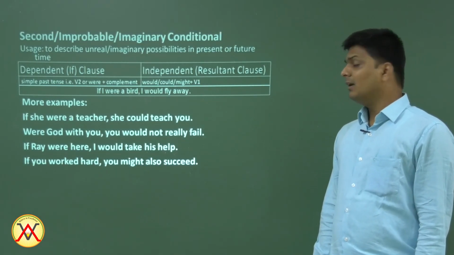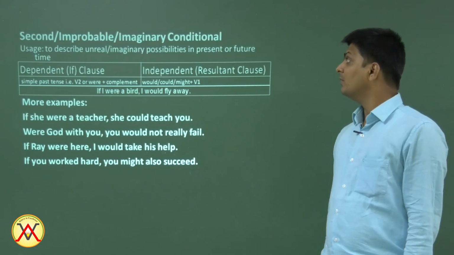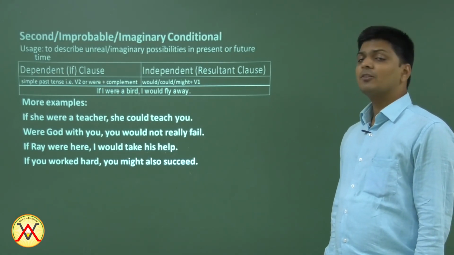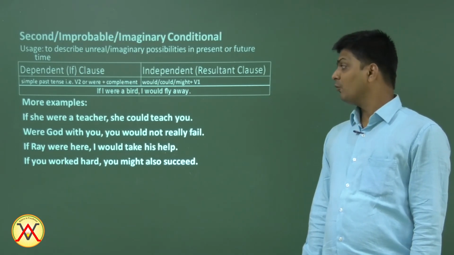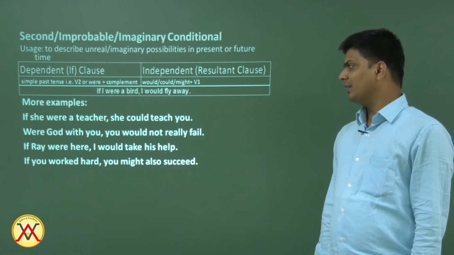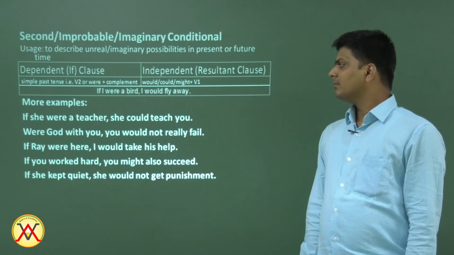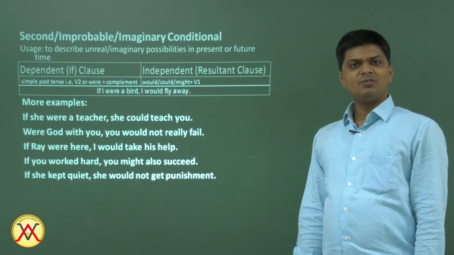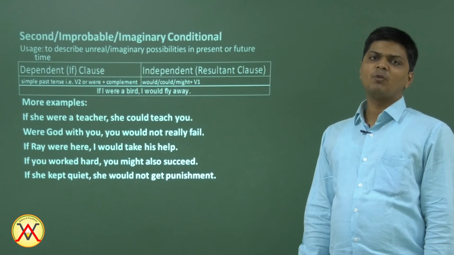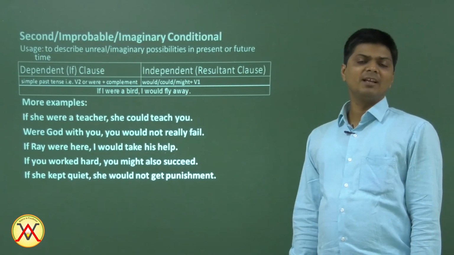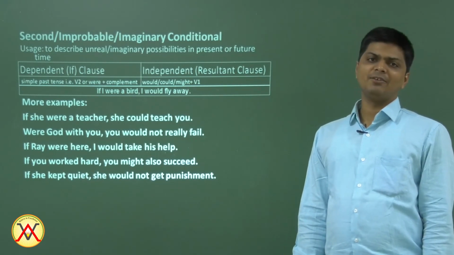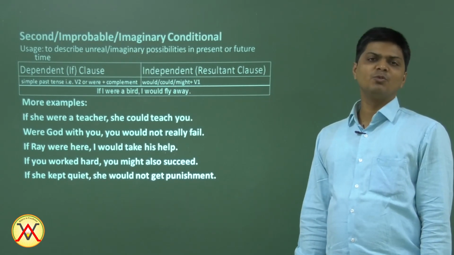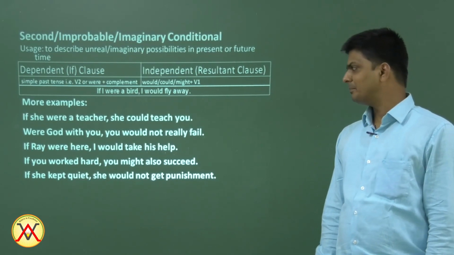Then if you worked hard, I'm using second form here, which is permissible, as we see in the structure above. If you worked hard, you might also succeed. If she kept quiet, she would not get punishment. Now, she gets punishment because she does not keep quiet. So I'm just imagining a situation. If she kept quiet, if she did, she would not get punishment. But I'm imagining it because she is too stubborn. She would not keep quiet in the class.